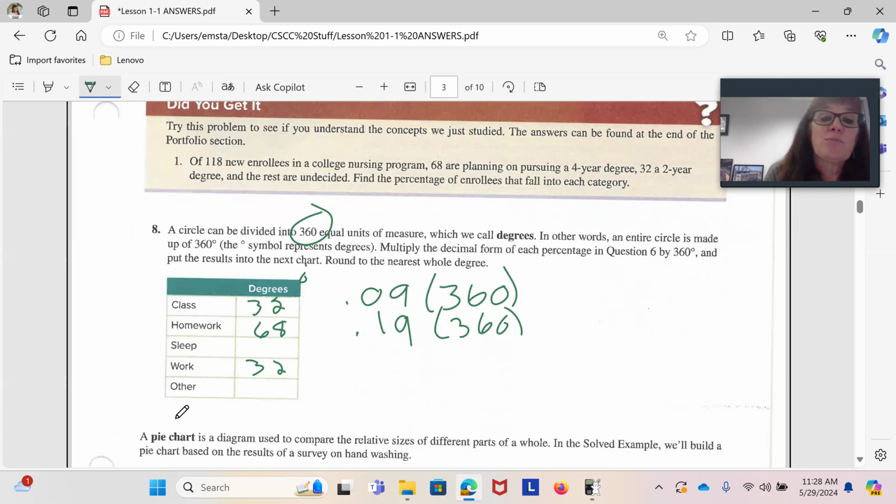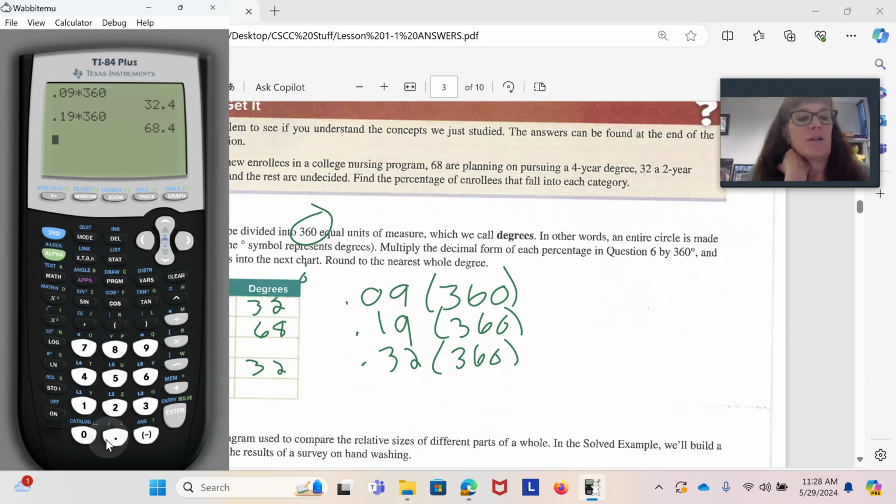Sleep was 32%, so 0.32 times 360. Like I said, touchscreen calculators. You will not have this issue with your handheld one. I get 115.2, so the closest degree is 115.